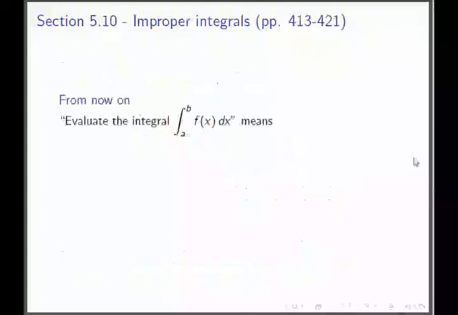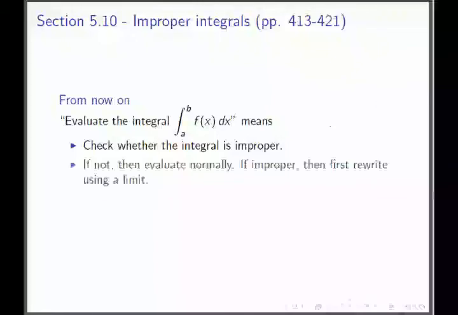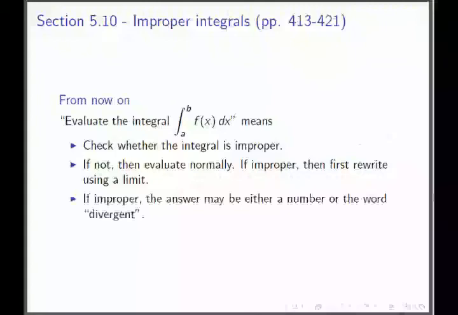So from now on, the phrase evaluate the integral, some definite integral, means that we first need to check whether the integral is improper, and if it's not, then you can just evaluate it normally. Otherwise, you have to first rewrite it using this limit notation. Then, if it's improper, the answer may be a number, if that limit exists, or the word divergent.